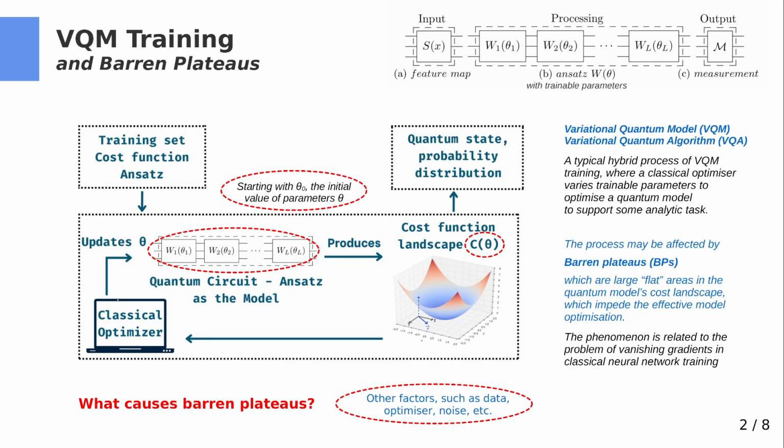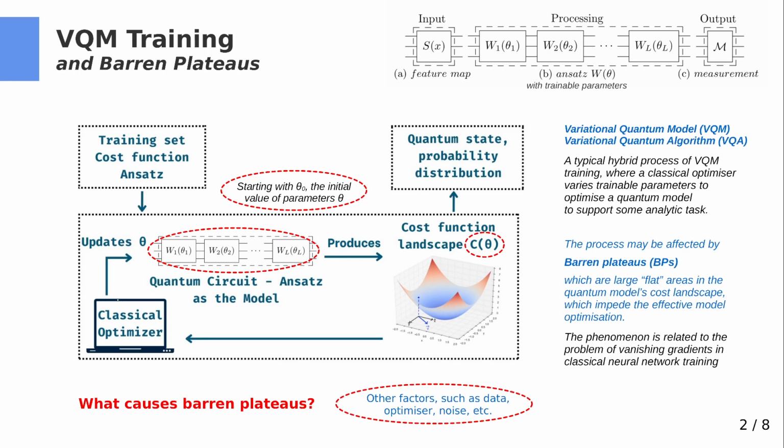When it comes to the process, it's a hybrid process where we rely on the classical optimizer manipulating the parameters of the ansatz, which could be then run on the quantum machine, and the results could be subjected to the cost function, and it's being fed iteratively into the optimizer until the process converges at some optimum point. This process can be affected by barren plateaus.